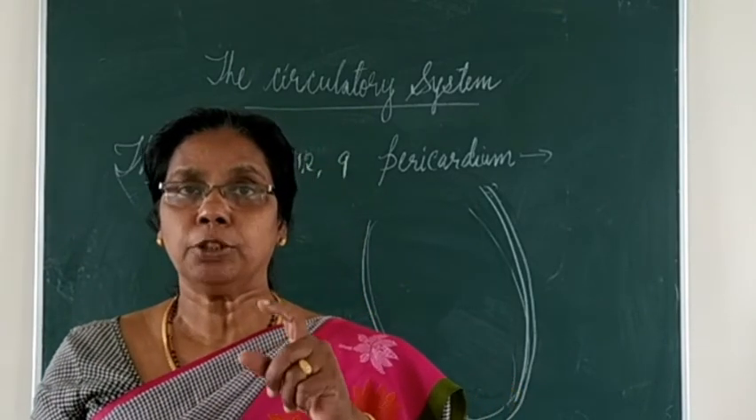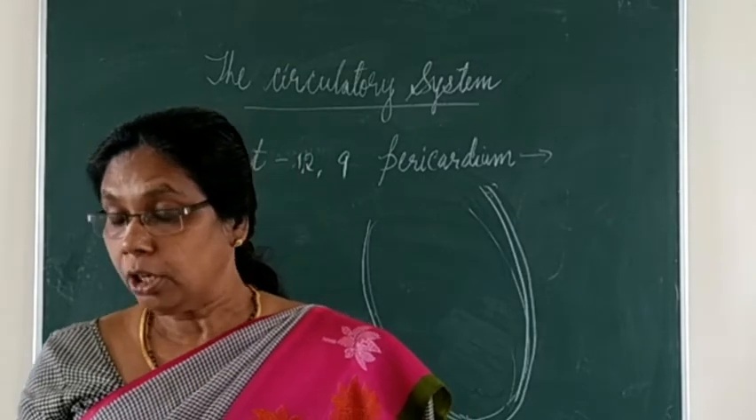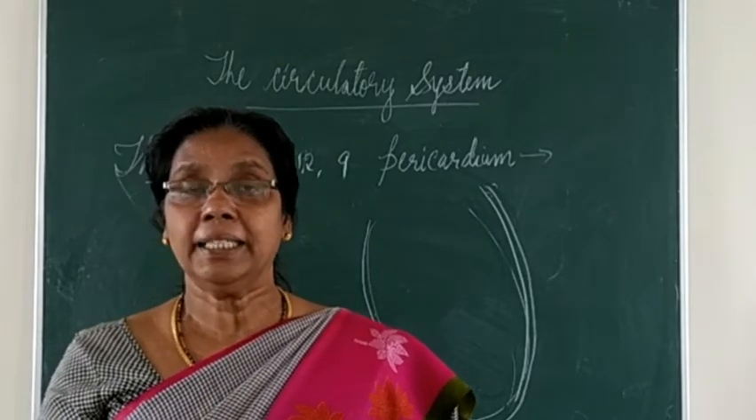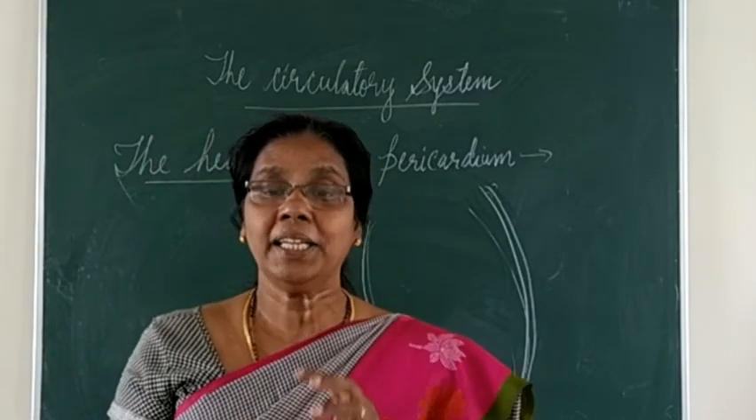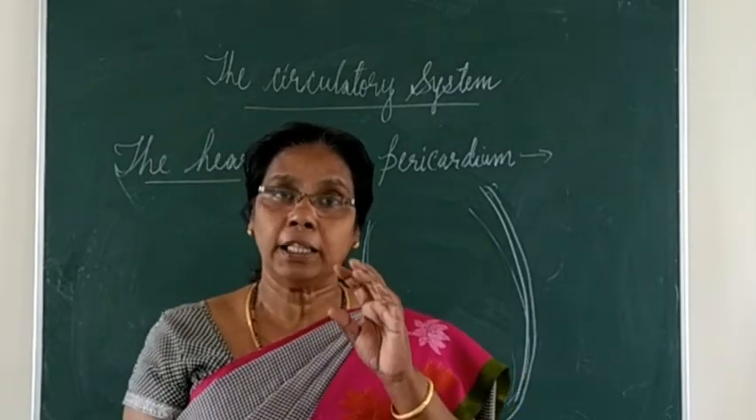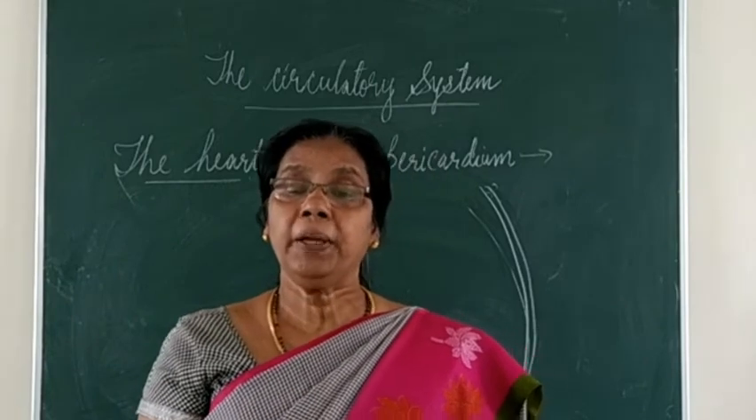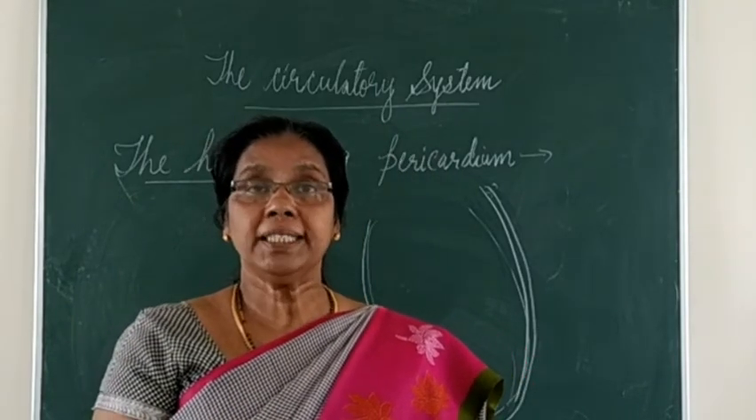Okay. If you have it in your textbook, you can look into the figure. So here at the top, clearly that blue blood vessel is the anterior vena cava, or otherwise it is called the superior vena cava. What is its function?